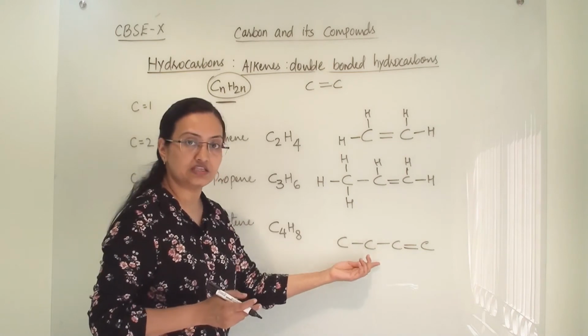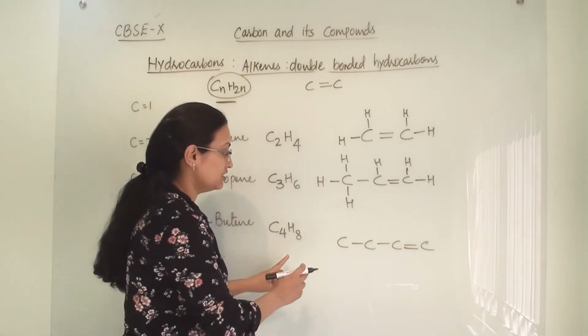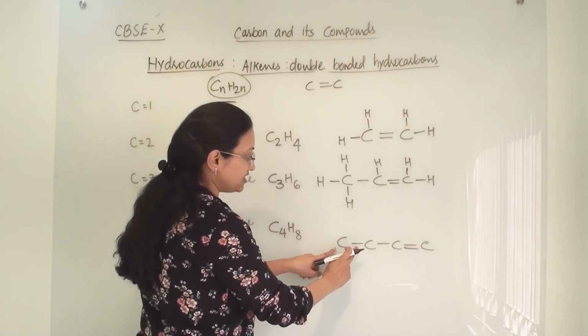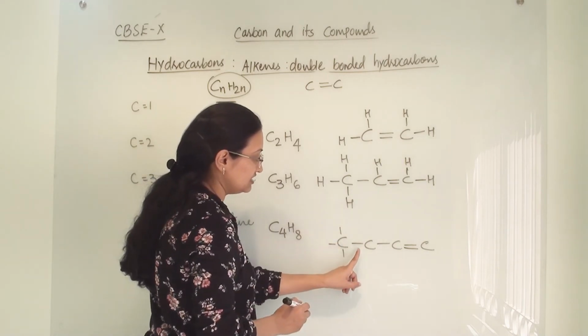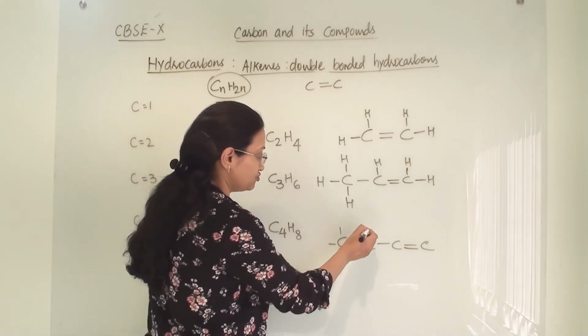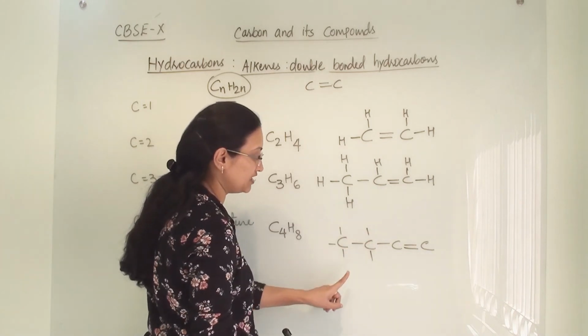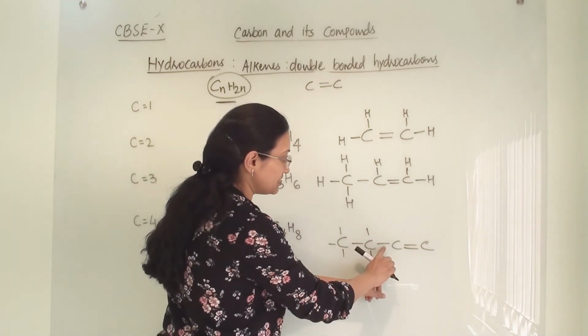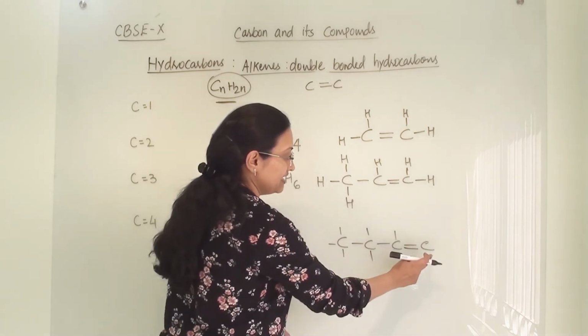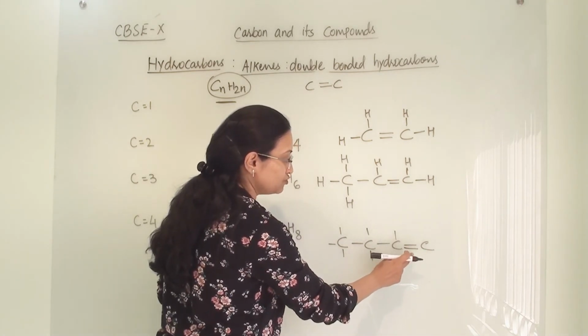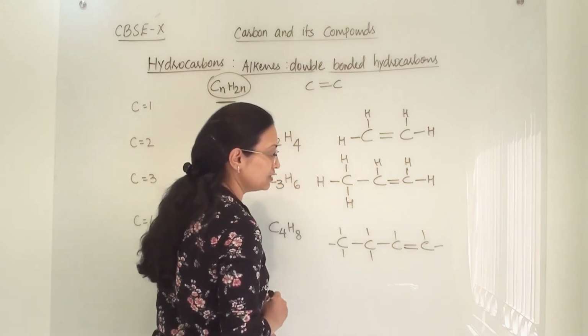Here let us see how to write a structure. Now here this carbon has only one bond, so we need to write 3 here. This carbon has 2 bonds, so we need to give 2 bonds here. This carbon has 1 bond here and 2 here, so only 1 is lacking. And the last carbon has 2 bonds here, so it is lacking 2 bonds.